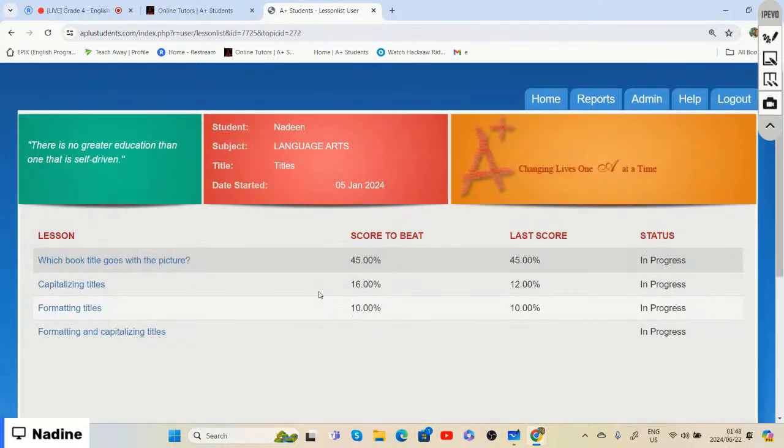All right, so this is now the end of our lesson on titles. We said that in a title we capitalize the first word, the last word, as well as every important word in between. We can title movies, books, and articles. But we capitalize the first word, the last word, and every important word in between. So that is the end of our lesson.